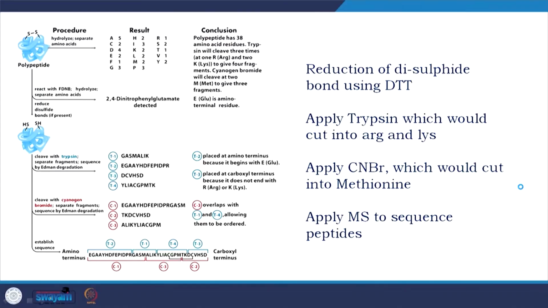All the processes we talked about, you could apply all of them. You do the reduction of disulfide bonds using dithioerythritol, then you apply trypsin, the protease which would cut at arginine and lysine, you apply CNBr which would cut at methionine, and then you do Edman degradation to know the N terminus ones, and you apply mass spectrometry to get a fingerprint of the sequence.